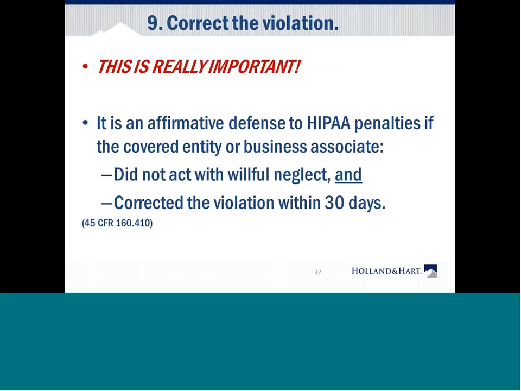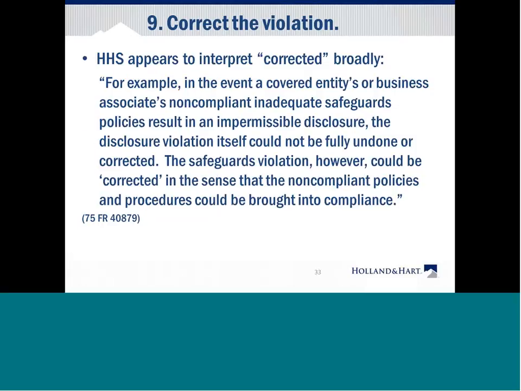Number 9, next step, correct the violation. This is really important because, as we talked about earlier, it's an affirmative defense to HIPAA penalties if the covered entity or business associate did not act with willful neglect and you correct the violation within 30 days. Well, how do you correct that violation? Because you really can't unring the bell, right? Once that disclosure's been made, how can you correct the violation? It appears that HHS interprets corrected relatively broadly. They have the following commentary.